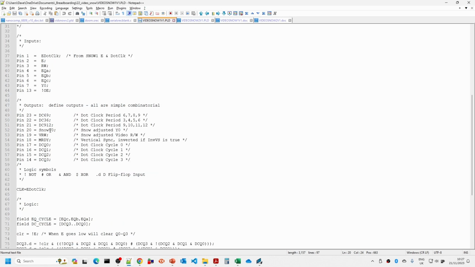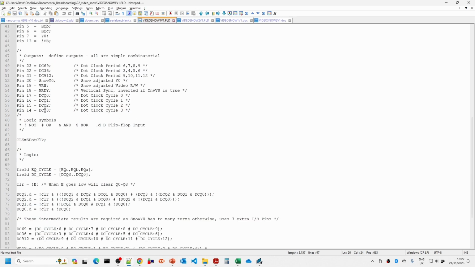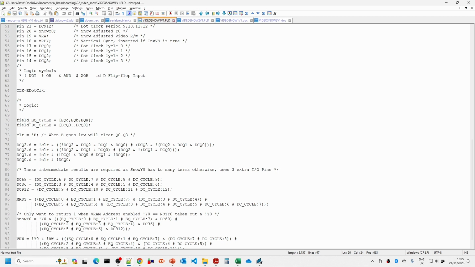So we've got definitions for the inputs and the outputs. We've got the EQ cycle and the DC cycle. These are just decomposing the binary inputs into numeric inputs, so it just makes the configuration a little easier. This is the fairly standard sort of counter. So basically the counter values are based on the previous inputs. And there's also the clear.